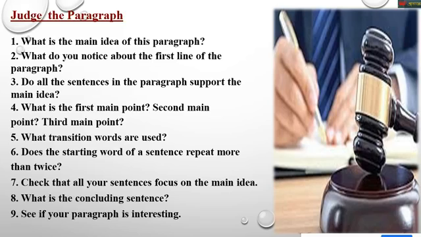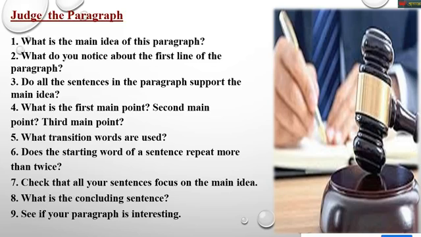Check that all your sentences focus on the main idea. Of course, you have to remember whether all the sentences focus on the main idea. And then, what is the concluding sentence? This is very, very important for us to recognize and mention the concluding sentence, because the concluding sentence has some characteristics, and of course you have to follow them if you want to write a good paragraph.